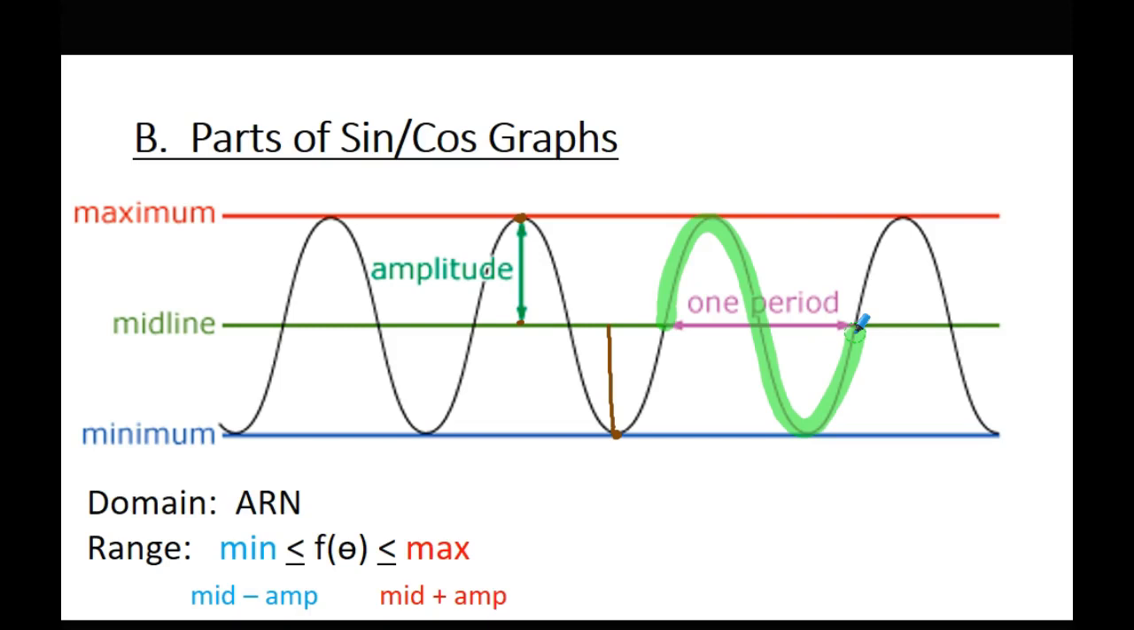The minimum value is your midline minus the amplitude. So if you take your midline and take the amplitude away, that'll put you at your minimum. If you take your midline and add the amplitude to it, then you get your max. You guys will kind of see that worked out as we go.